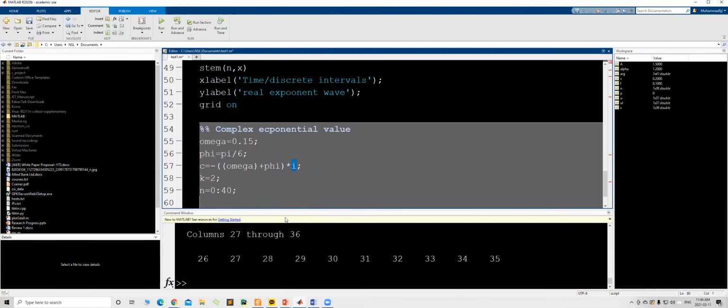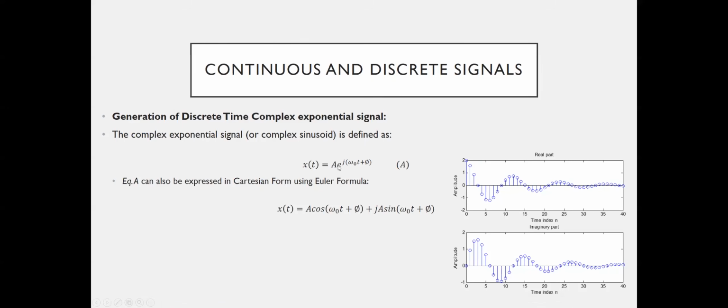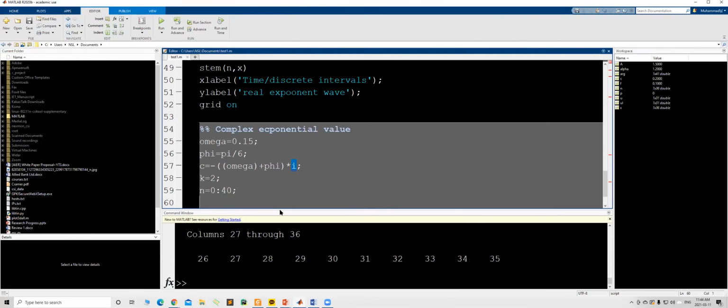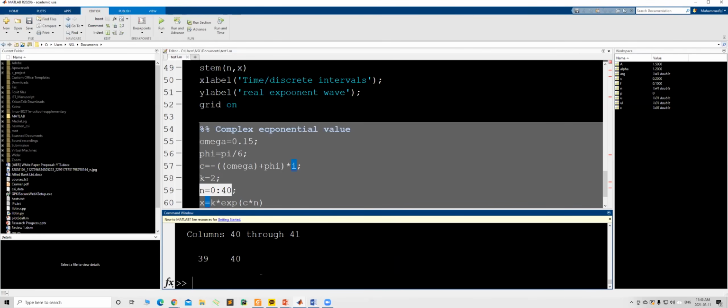And let me now plot this signal. The amplitude is multiplied by exponential to the power of this. So I can simply say x is equal to, what is k? K is 2. So I will write k multiplied by exp, the built-in function, of c, which is this one, and c is multiplied with n. So n is the discrete interval that I defined here. It is from 0 to 40, right?